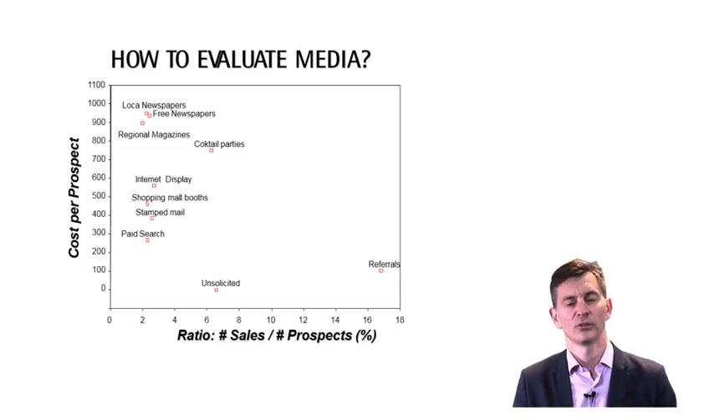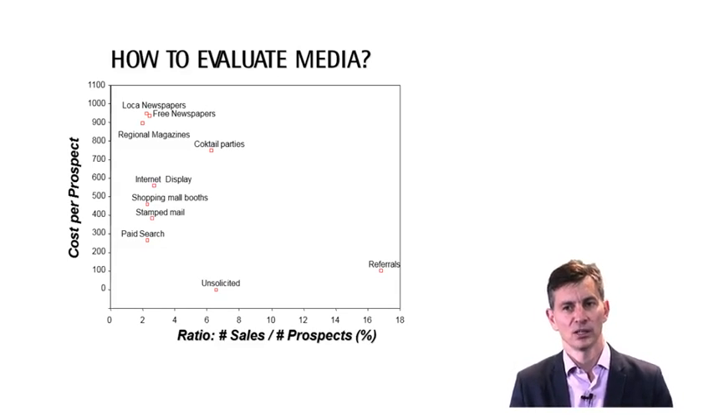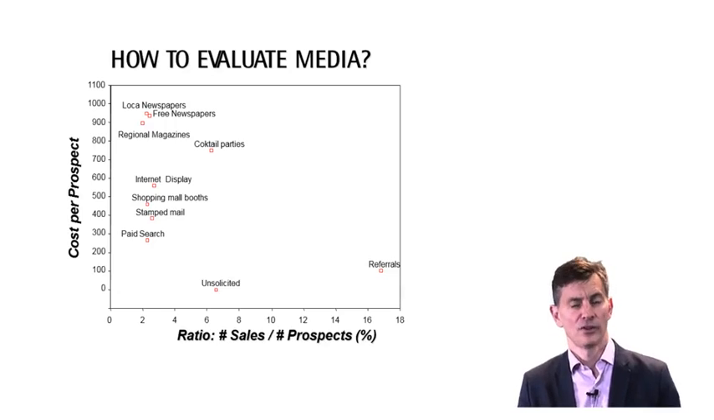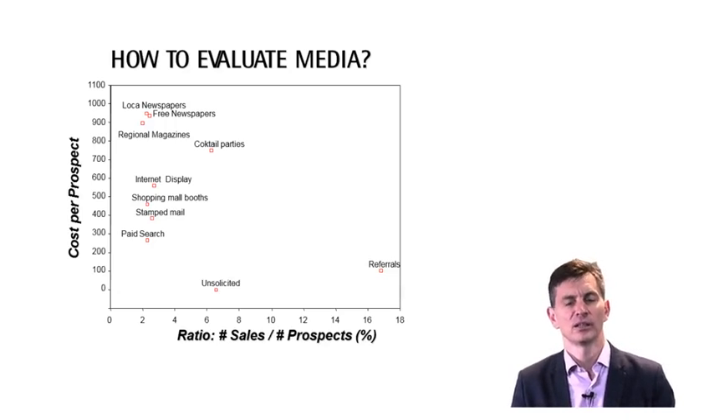Let's assume that on the Y-axis you have the cost in Mexican pesos for the different media, and what it costs to bring leads into the sales funnel. And on the X-axis you have the conversion ratio. What percentage of all the leads that are coming from those different media are actually converting into sales? Furthermore, we have inside the graph all the different media that are used.